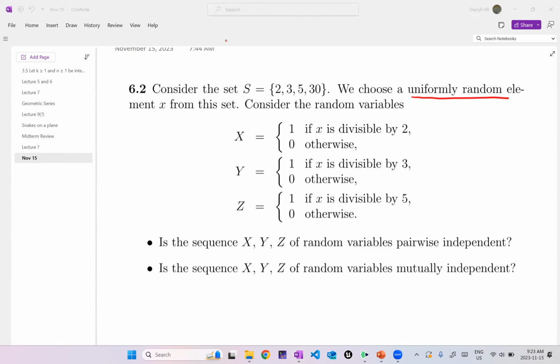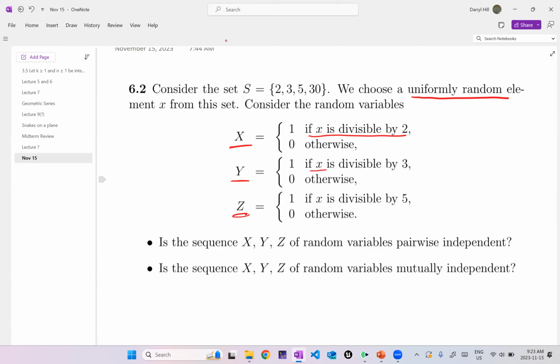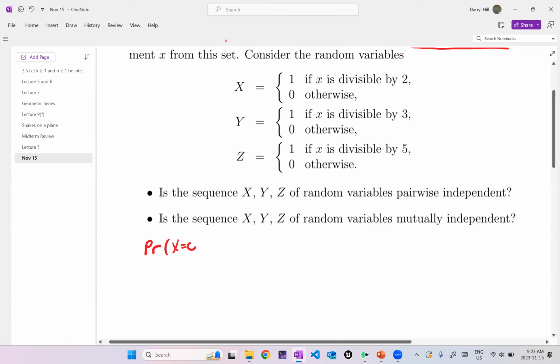And then we're going to define 3 random variables, X, Y, and Z. X is equal to 1 if our outcome is divisible by 2 and 0 otherwise. Y is equal to 1 if the outcome is divisible by 3 and 0 otherwise. And Z is equal to 1 if the outcome is divisible by 5 and 0 otherwise. Okay, so let's define their probabilities, and then very quickly go through and prove or disprove that these are mutually independent.